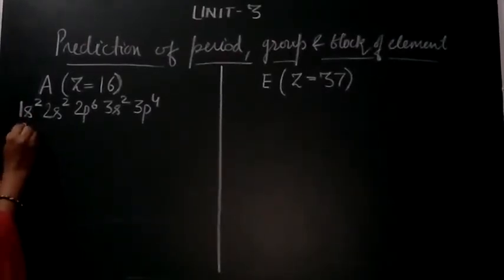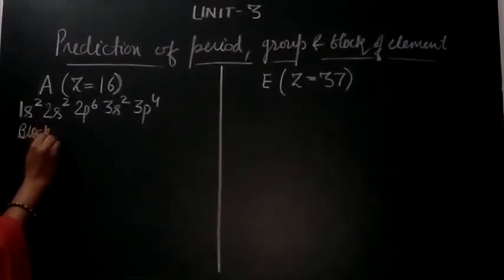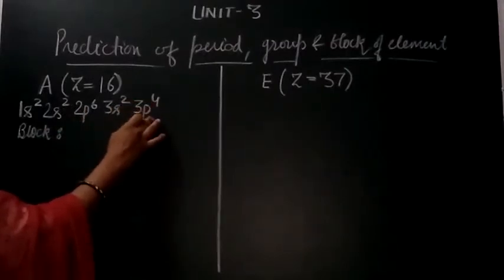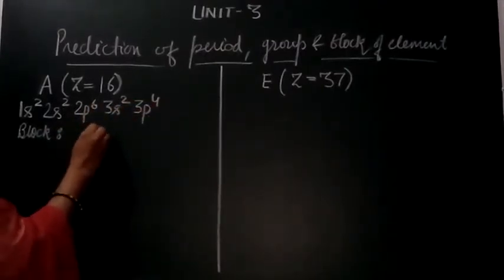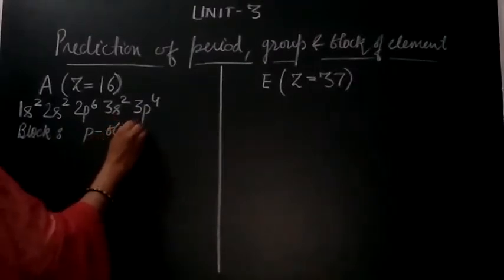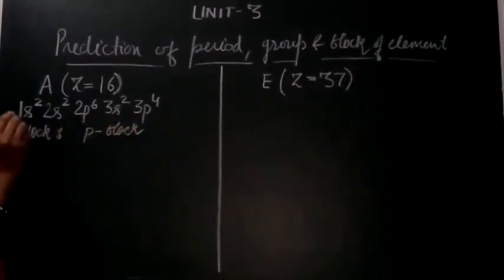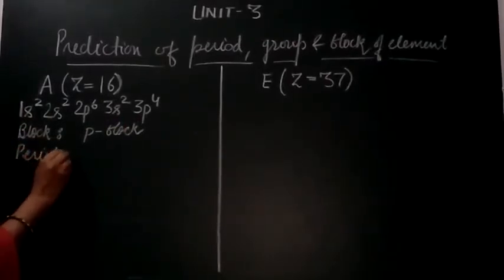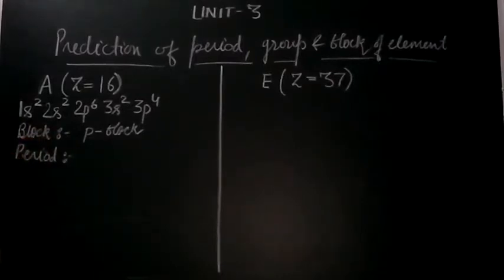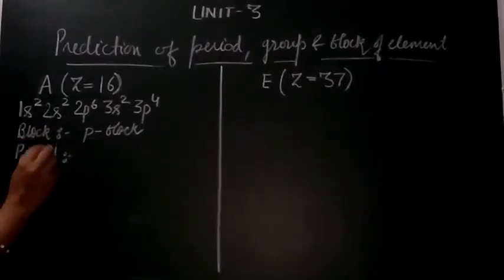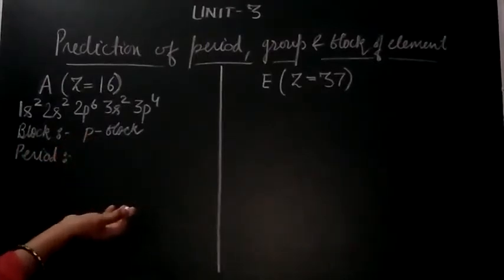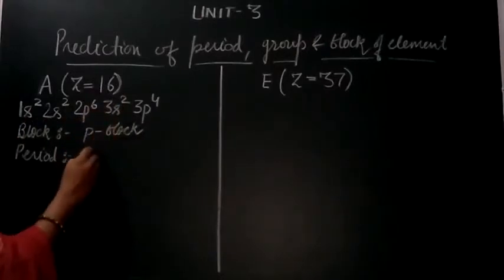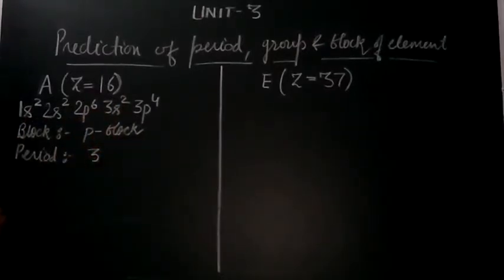So first of all, we will identify the block of the element. Here, while I was writing, I filled the last electron in the p subshell, right? So it will be a p block element. Then coming to the period. What is the outermost shell here? It is n equals 3. We have got the first shell, second shell, and the third shell here as the outermost shell. So it belongs to the third period, right?